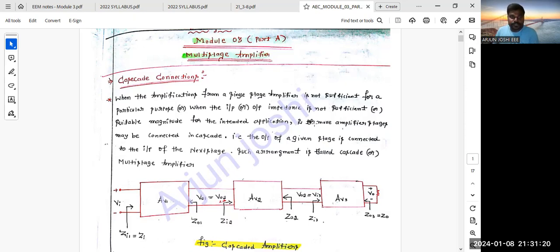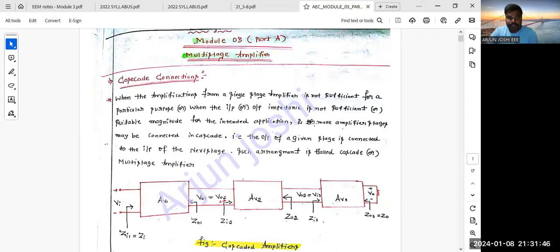Namaste one and all. Today let's understand the concept called multi-stage amplifier. This multi-stage amplifier comes under the VTU Electrical and Electronics Department third semester subject called Analog Electronic Circuits, BEE 303.